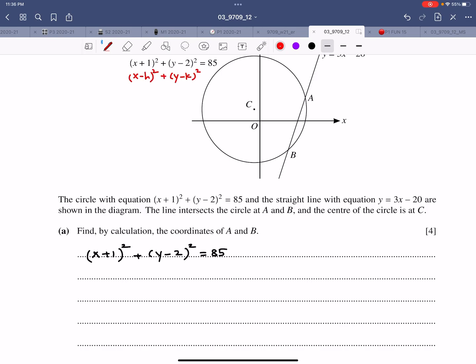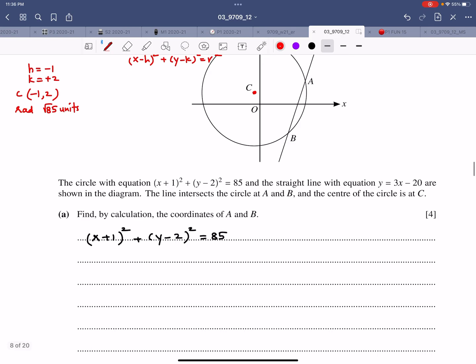So h is negative 1, k is positive 2, so minus 1 comma 2 is the center, which makes perfect sense. And the radius is root 85 units. So this is the information that I have. I have the equation y equals 3x minus 20.